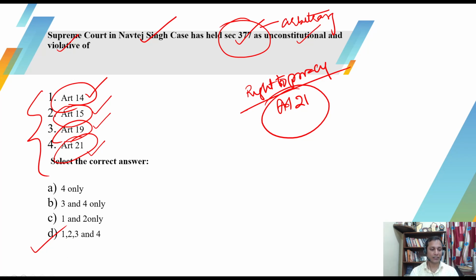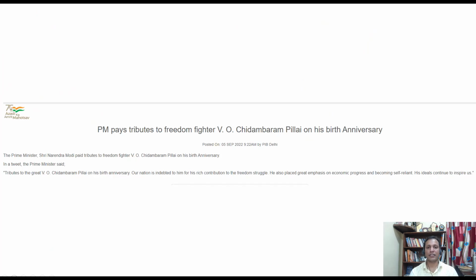Let us go to the second question. Second question I have framed on the news item from the PIB that Prime Minister pays tribute to the freedom fighter V.O. Chidambaram Pillai on his birth anniversary. Guys, we all know that V.O. Chidambaram Pillai was one of the freedom fighters who participated in the Swadeshi movement. Okay, let us read the question.